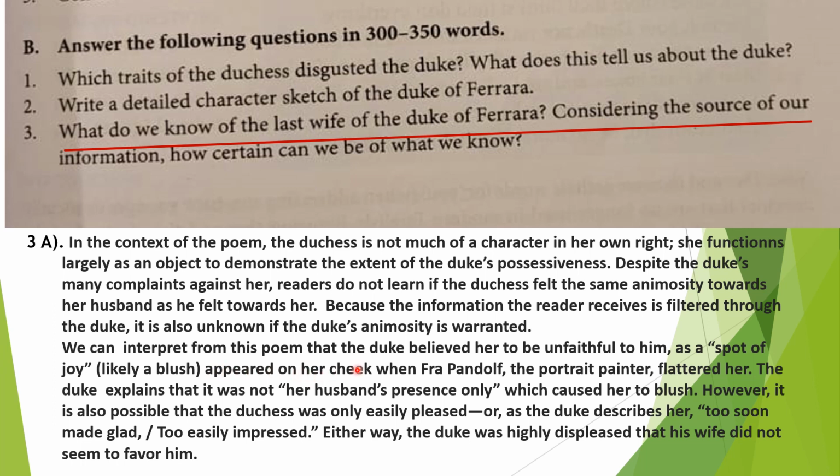We can interpret from this poem that the Duke believed her to be unfaithful to him, as a spot of joy appeared on her cheek when Fra Pandolf, the portrait painter, flattered her. Whether he really flattered her, we do not know, but the Duke assumes. The Duke explains that it was not her husband's presence only which caused her to blush. However, it is also possible that the Duchess was only easily pleased, or as the Duke describes her, too soon made glad, too easily impressed. Either way, the Duke was highly displeased. This is a very important word, students. Displeased that his wife did not seem to favor him.